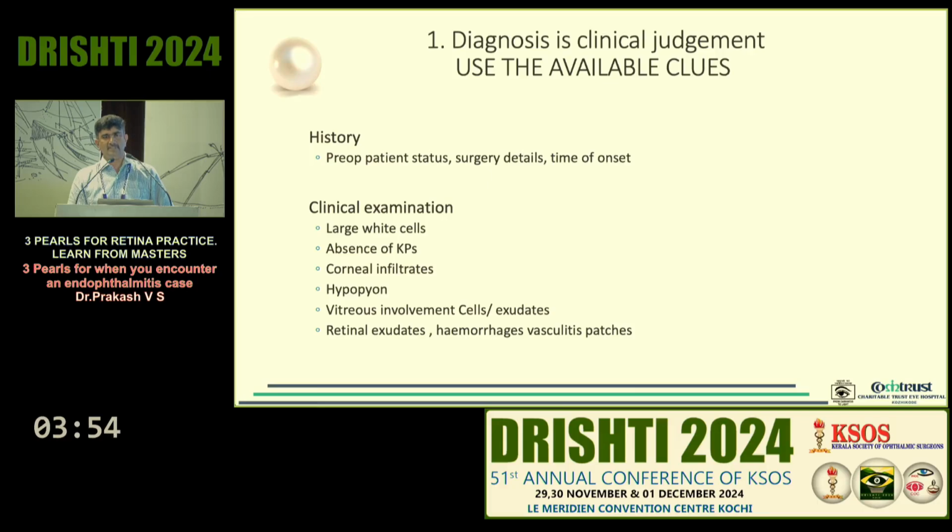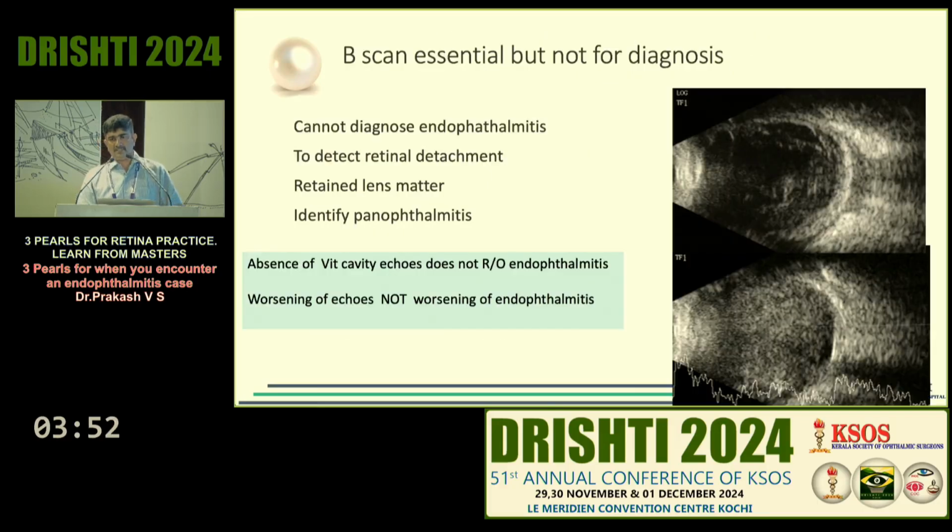So with these clinical clues, you have to make a decision, and the biggest mistake I have seen is using B-scan, looking at the vitreous echoes and telling there is no endophthalmitis or there is worsening of endophthalmitis. Both are wrong, because vitreous echoes may be absent for two reasons. One, it could be very early endophthalmitis where the vitreous is only just getting involved. It may not be enough to cause vitreous echoes. Second is very fulminant organisms like Pseudomonas, which produce liquefactive necrosis of the vitreous. The vitreous becomes liquefied, so you don't see much vitreous echoes.